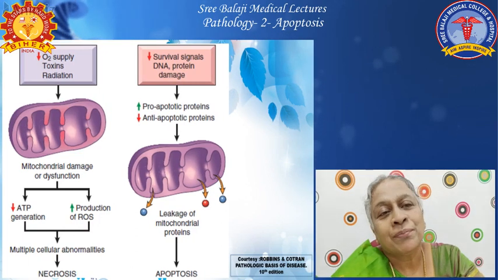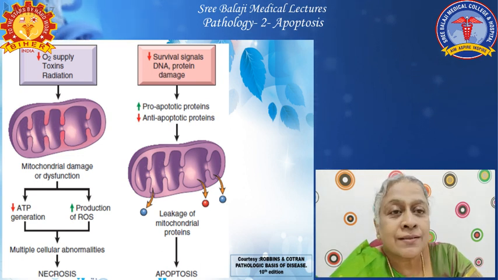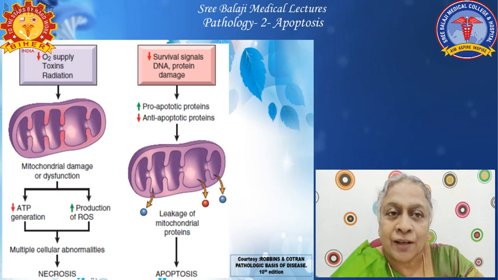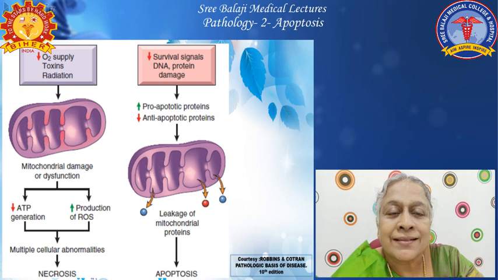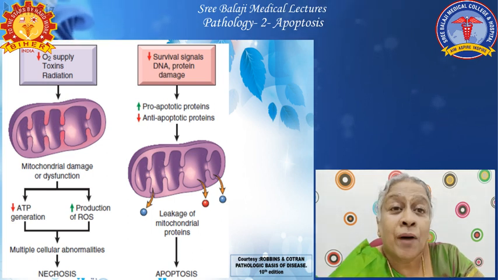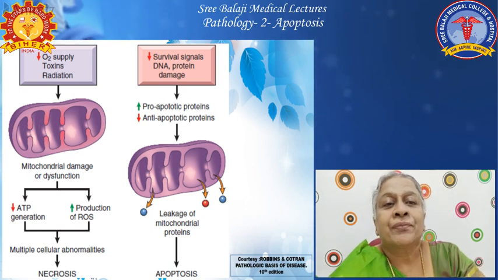So, to sum up, what did we learn in this class? We learned what is apoptosis. We saw so many examples of physiologic and pathologic causes of apoptosis. We learned how apoptosis happens, the molecular mechanisms, and we learned the morphology. How does an apoptotic cell look?